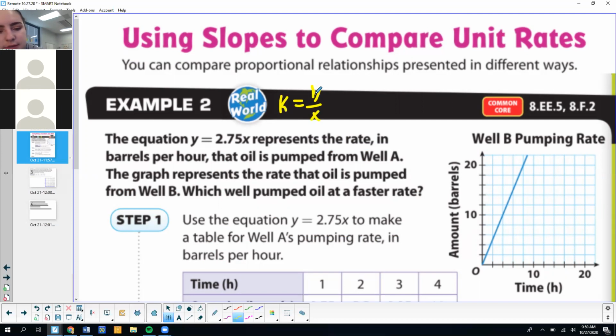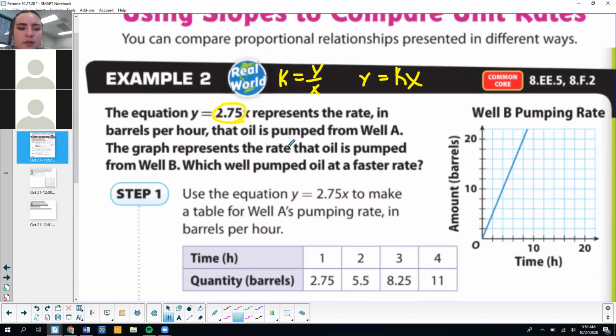Sorry, I'm trying to write it so you can see it, but it's not working. Let's try this again. So k equals y over x. I also told you that we can rewrite this equation as y equals kx. So here, 2.75 represents our constant of proportionality, or our rate. The equation y equals 2.75x represents the rate in barrels per hour that oil is pumped from well A.